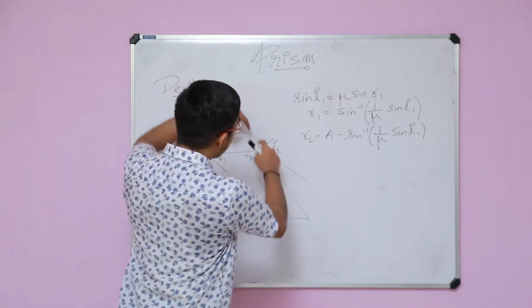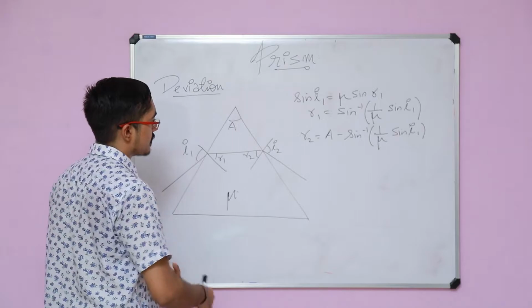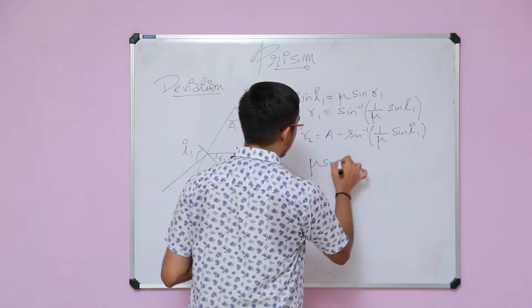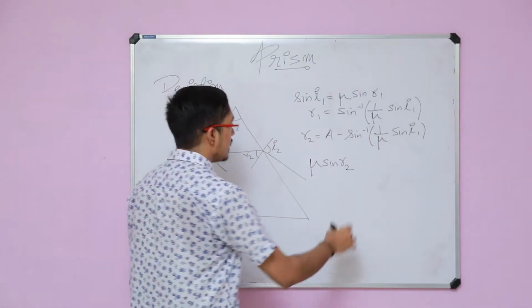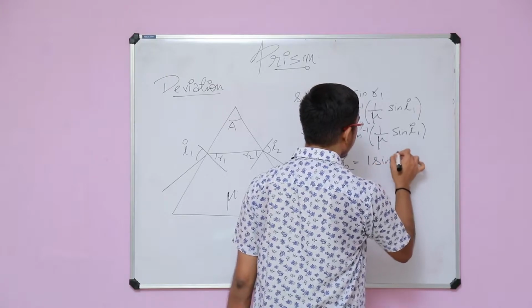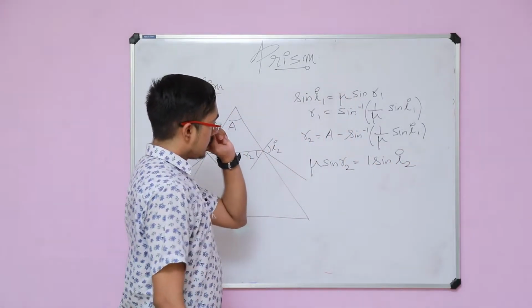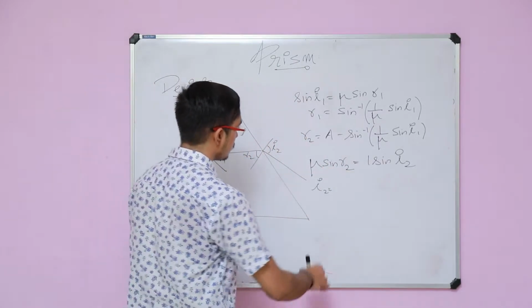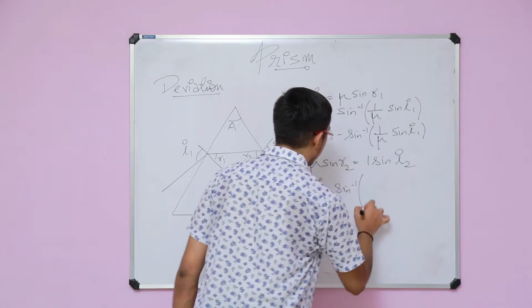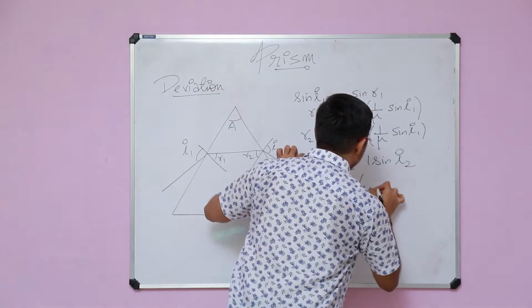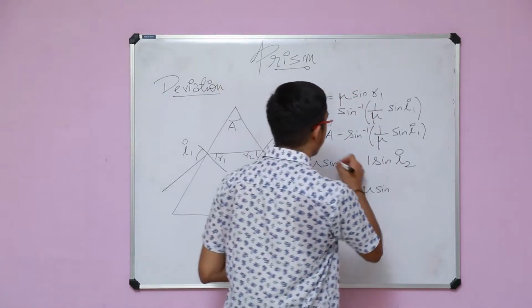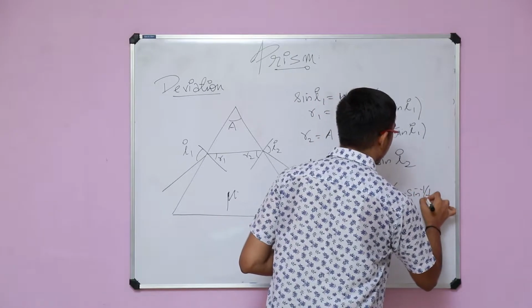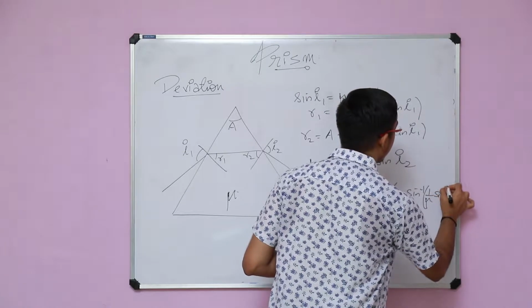Now I will apply Snell's law across the second surface, that is the refracting surface or the emergent surface. So I will get mu sin R2, in place of R2 I will plug in this value, is equal to 1 sin I2, isn't it? So what is I2 then? I2 is equal to sin inverse of mu sin R2, and in place of R2 I will apply A minus sin inverse 1 by mu sin I1.